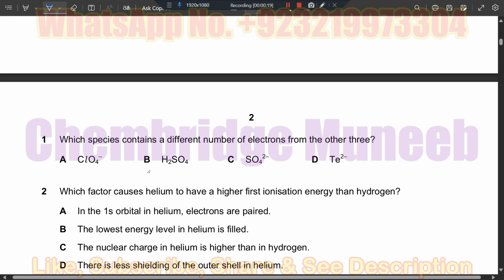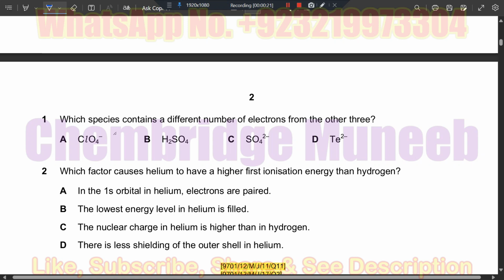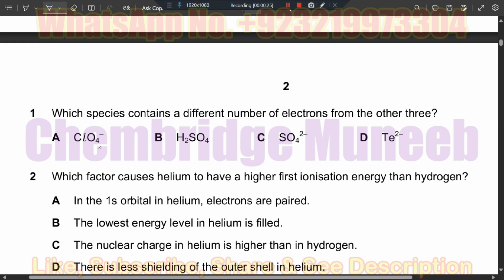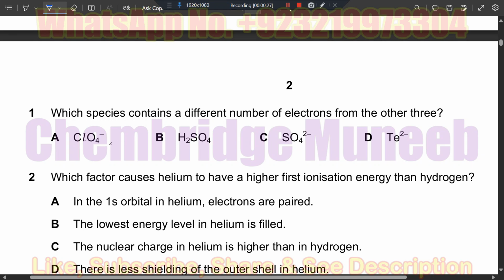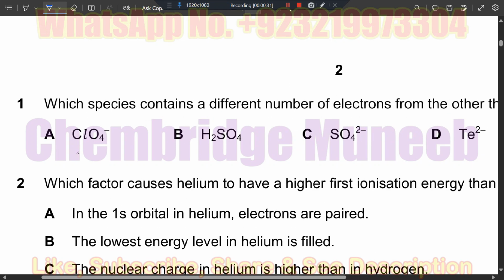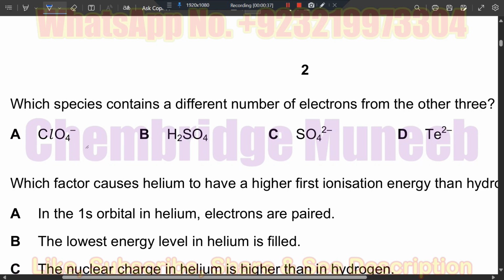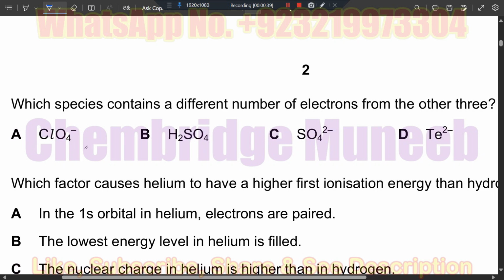The first question of this paper states that we have to find the different number of electrons from these species, and we can see that there are different compounds given. So basically we have to calculate electrons for every single species, only then we'll be able to find which of these four contains different number of the electrons.